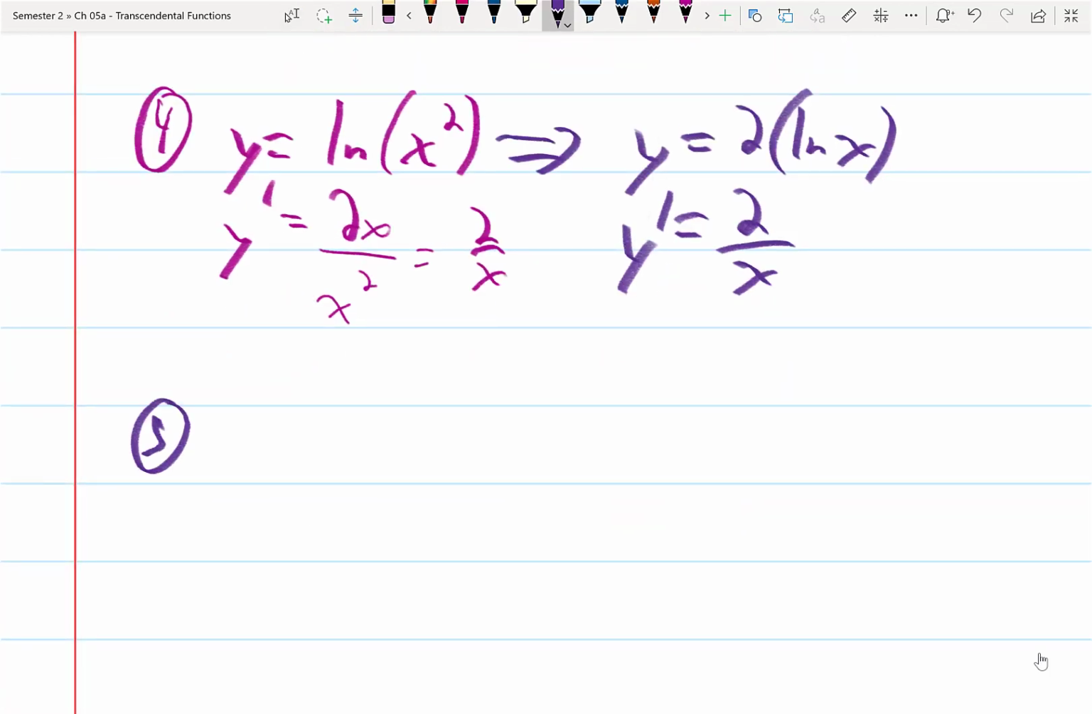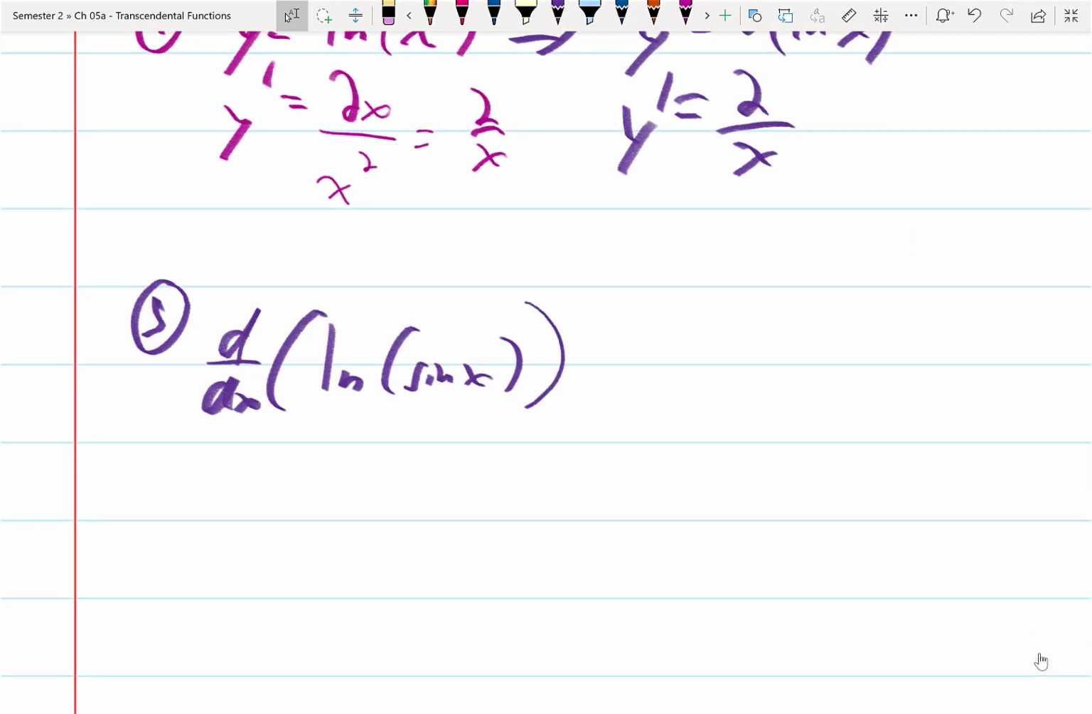Number 5, I want to do the derivative of the natural log of the sine of x and see if this gets us anything, since the natural log of the cosine of x got us negative tangent. Well, derivative of the sine is cosine, and then 1 over sine, and that gives me cotangent of x.